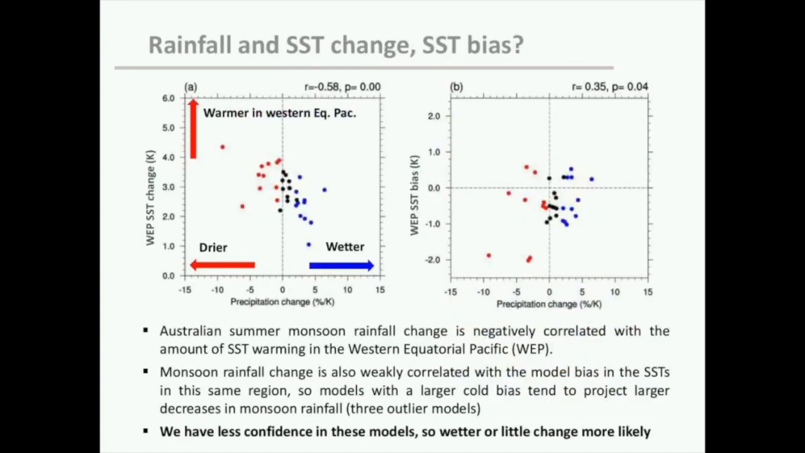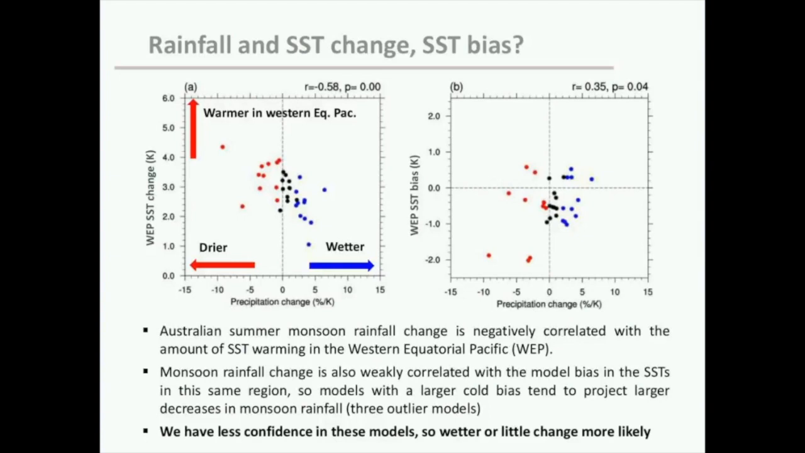So just to summarise the two main findings of this part of the work: firstly, the rainfall change, which is shown on the x-axis in both these plots, is quite strongly correlated with the amount of warming in the western equatorial Pacific. Those models that warm more are becoming drier over Northern Australia.